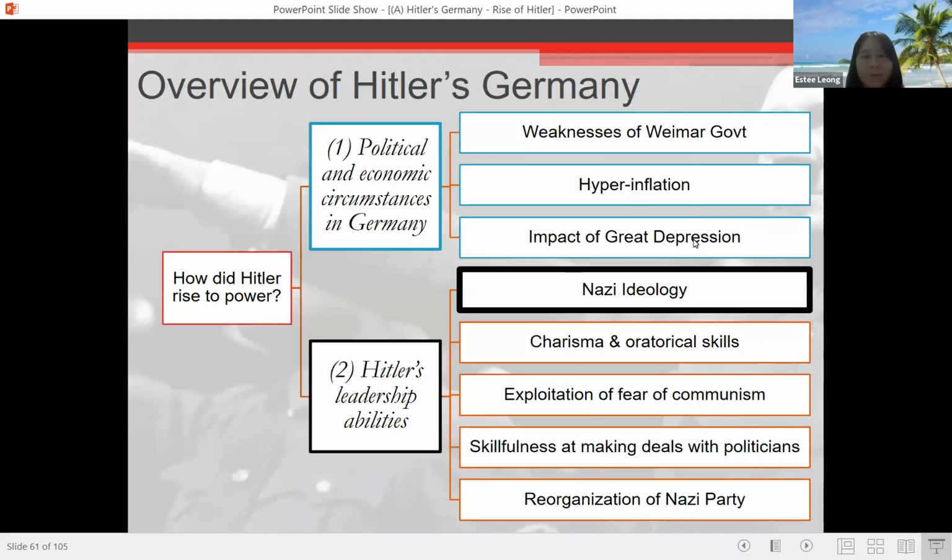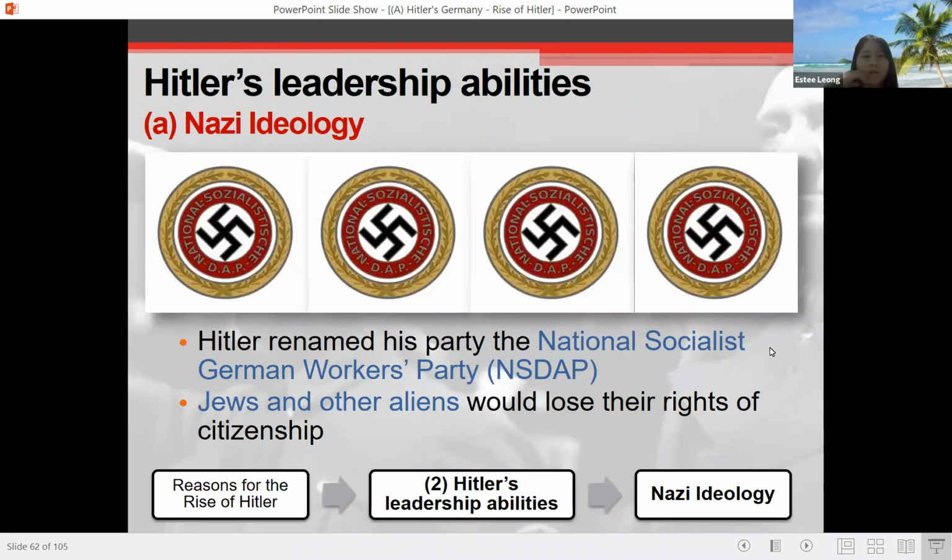So let's begin with where we stopped the last time, which is we finished the political and economic circumstances in Germany, right? Which led to the rise of Hitler. So we're going to move on to covering Hitler's leadership abilities as well as the events that led to the Nazi Party's rise. This is where we stopped last time, right?